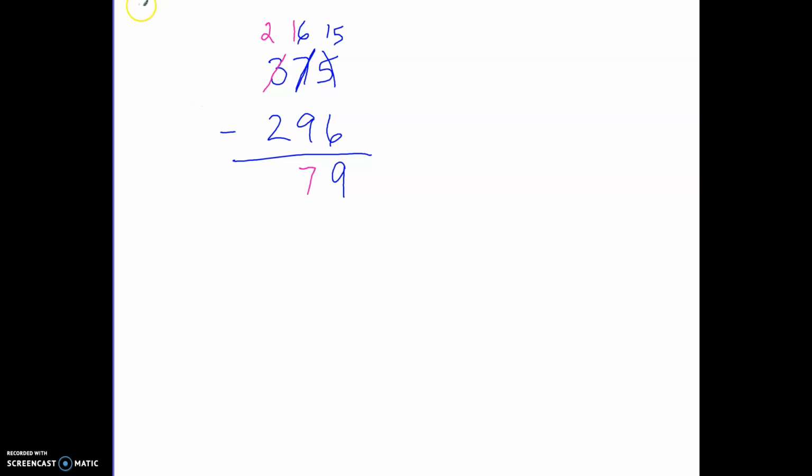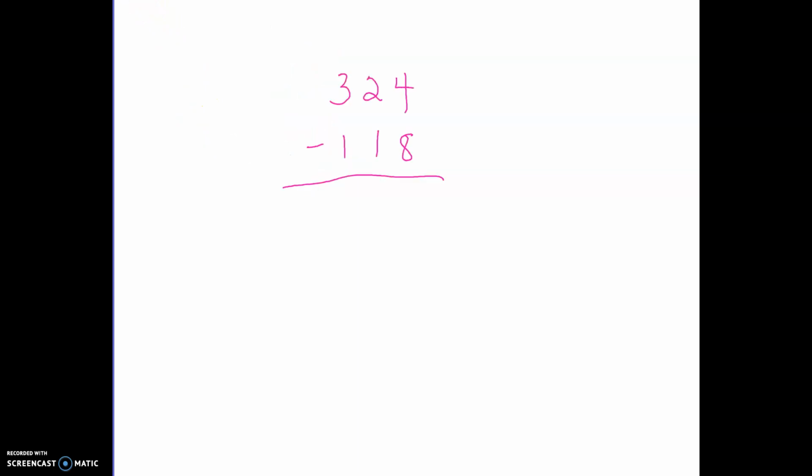Let's try one more. Now I have 324 minus 118. Let's ask our questions. Is 300 greater than 100? Yes, it is. Is 20 greater than 10? Yes, it is. Is 4 greater than 8? No, it's not. Is 4 equal to 8? No, it's not.